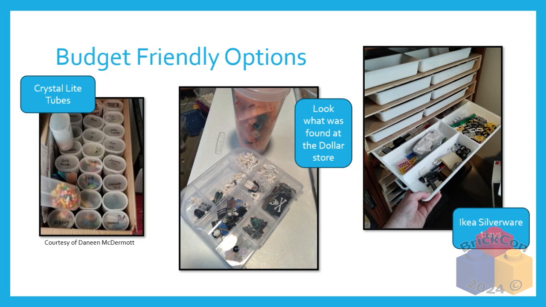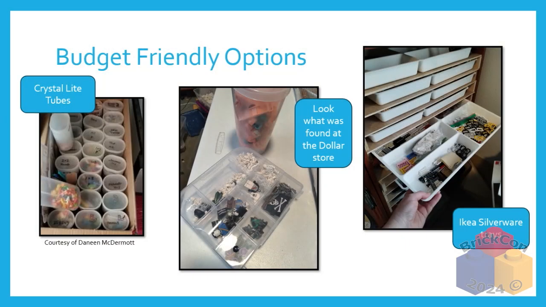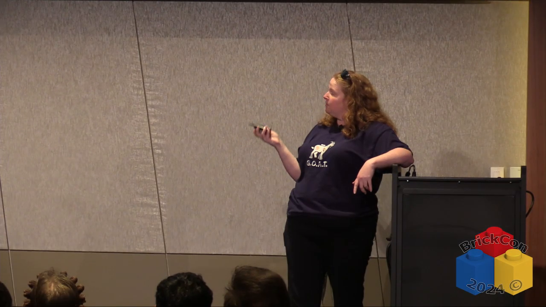I love that. I found this little case at the dollar store that I have my pirate skeleton figures in. I am a big fan of just going to Dollar Tree and looking around and seeing what they have. And then my husband built me these little slots in a bookshelf. And these are IKEA silverware trays. That is my bin of fencing. And you just pull out the tray and everything's there. All right, so those are some budget-friendly options.